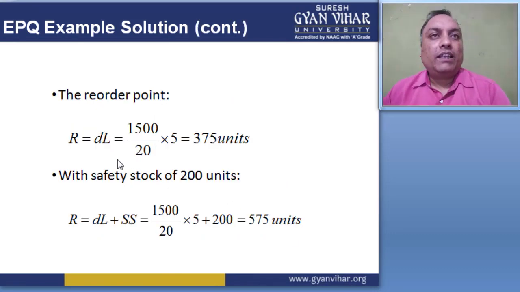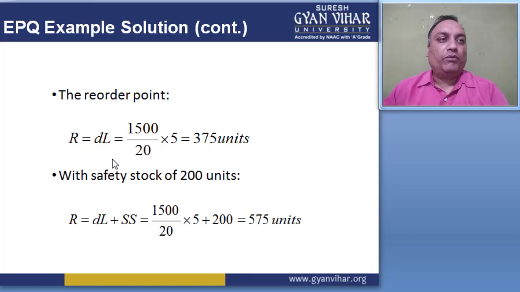And then find the value of the reorder point. To find the reorder point, you use this formula: R equals D into L. This is equal to 1500 divided by 20 into 5. This is 375 units. With a safety stock of 200 units, you take the formula R equals D into L plus SS. This is equal to 1500 divided by 20 into 5 plus 200. This is equal to 575 units. So this is the answer of this question.